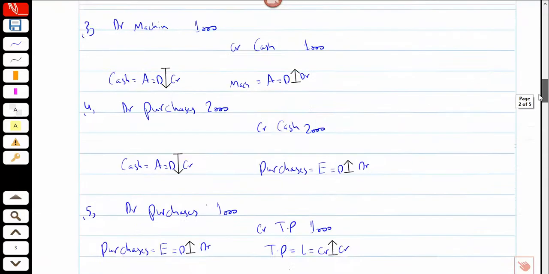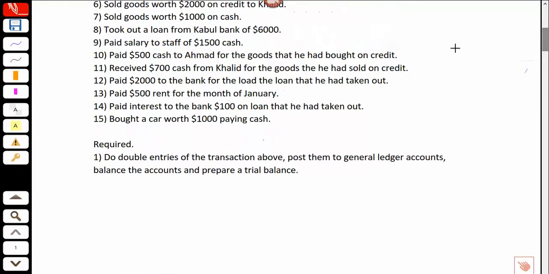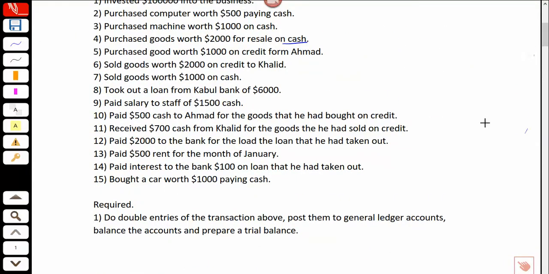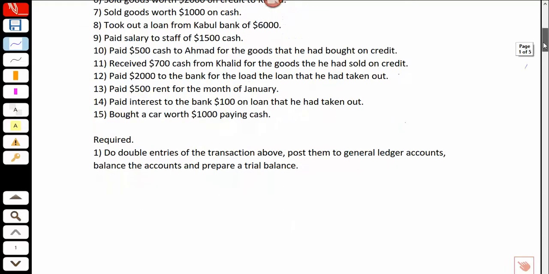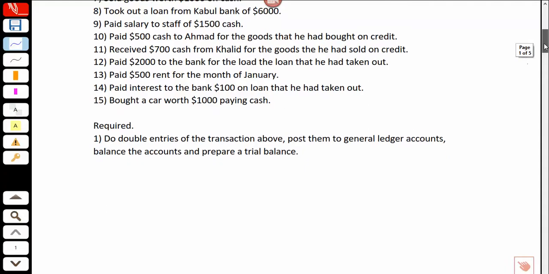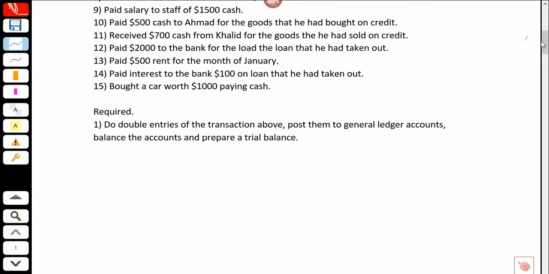Let's look at another transaction. Sold goods worth 1,000 on cash. Remember, I told you that when we buy something, whether on credit or on cash, the debit side does not change. The same thing is in sales, but the credit side does not change. The debit side changes, but the credit side does not change.